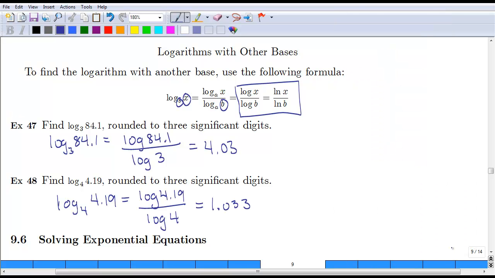So in this case, if you do the change of base formula, again, you can either use natural logarithm or common logarithm. You should end up with your exponent having been 1.033, which makes sense. 4 to the 1 approximately would give you 4 point something.